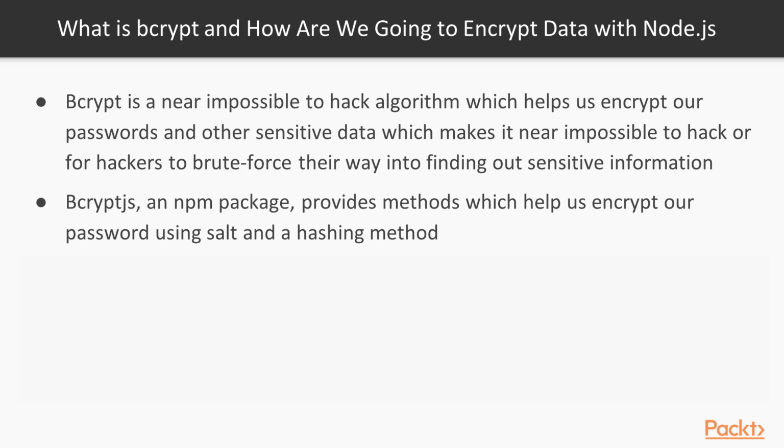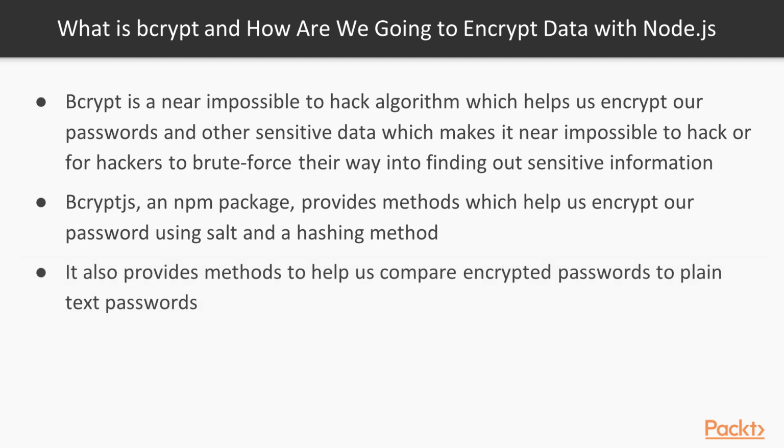Bcrypt.js, an npm package, provides methods which help us encrypt our password using salt and a hashing method. It also provides methods to help us compare the already encrypted passwords to plain text passwords in order for users to log in. So using bcrypt.js, the npm package, we can have all the functionality of the encryption without actually spending so many years in school and learning about encryption through maybe a PhD program. We can have all these methods work out of the box for us using this npm package.